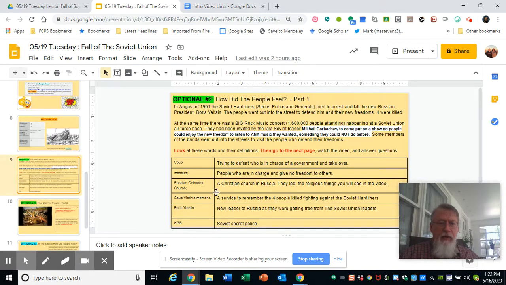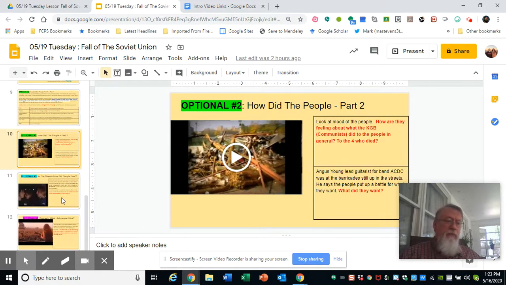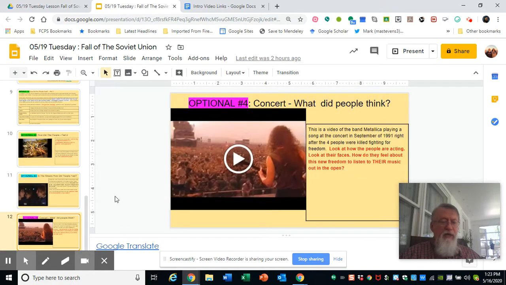And I give you some vocabulary here to help you understand this, because the source you would be using would be a video that shows people in the streets standing up for their freedom as they were getting more freedom, and all of a sudden the hardline, the real hardcore communist people try to come back and take over. Then you see some more of this. How did the people in the streets feel? So when you see a description of it here, you have some of these people standing up against the communists.